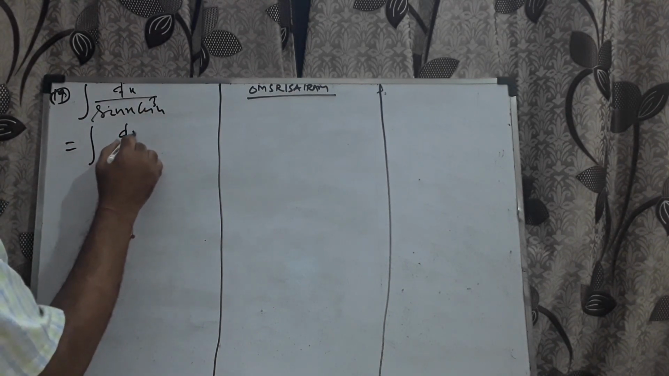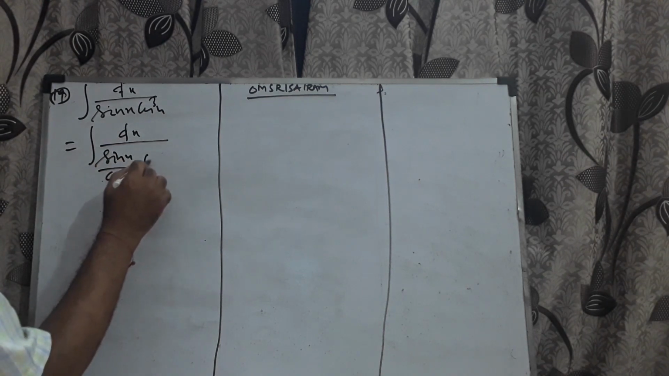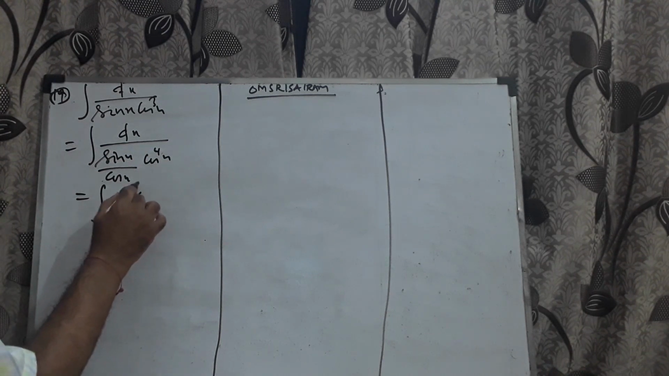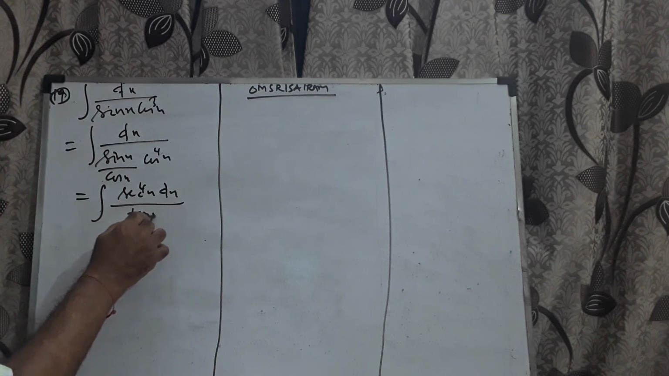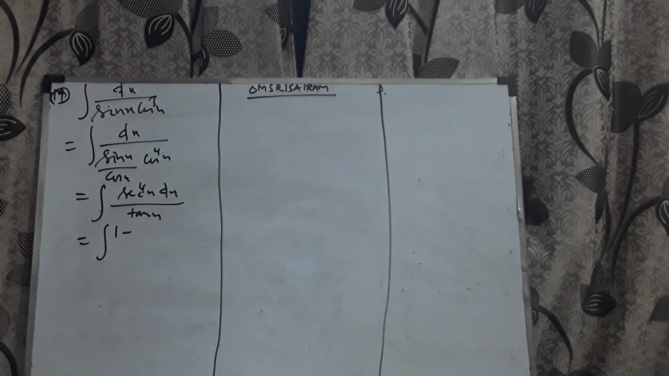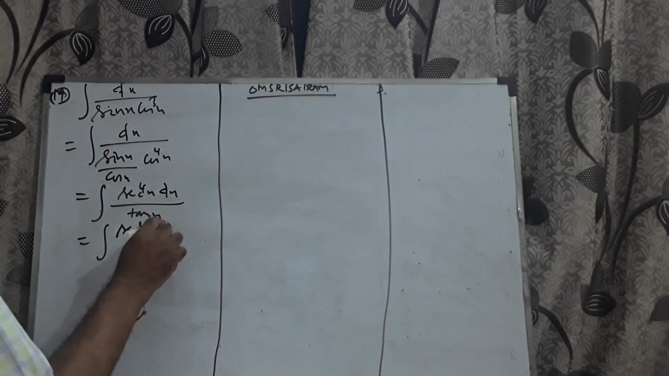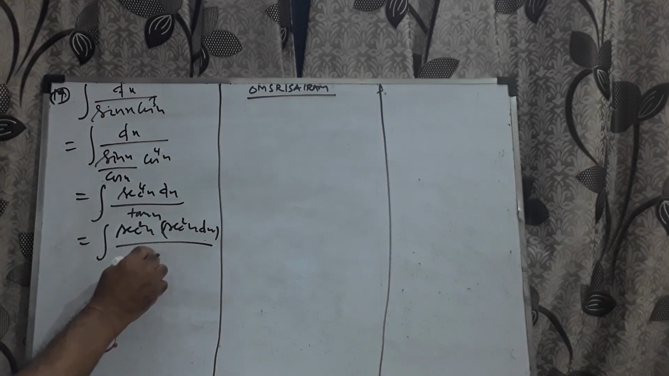I'll just multiply and divide by cos x in the denominator. I'll take this to the numerator. This becomes secant power 4x by tan x, which can be written as secant square x into secant square x dx divided by tan x.